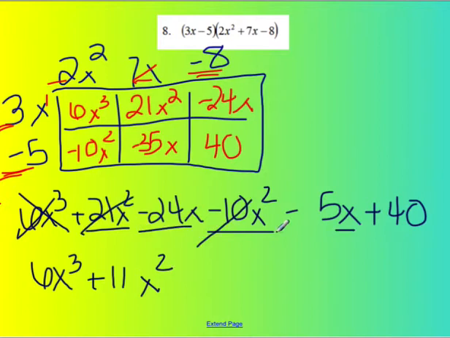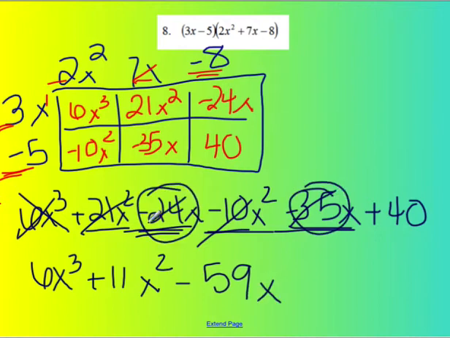Negative 24x minus 35x. When you subtract two numbers, they're going to get more negative. Oops, this should be negative 35. Negative 24x and negative 35x is going to give us a negative 59x because we're combining those two terms right there. Sorry about the confusion there. And so now those are taken care of, and last but not least, at the end we have plus 40.